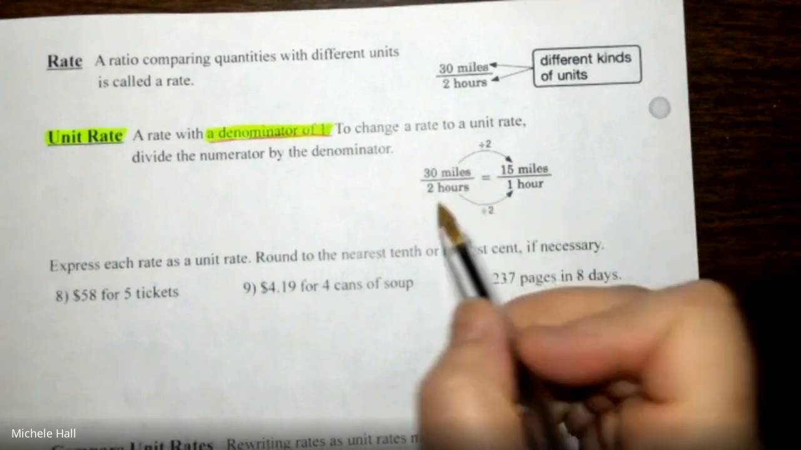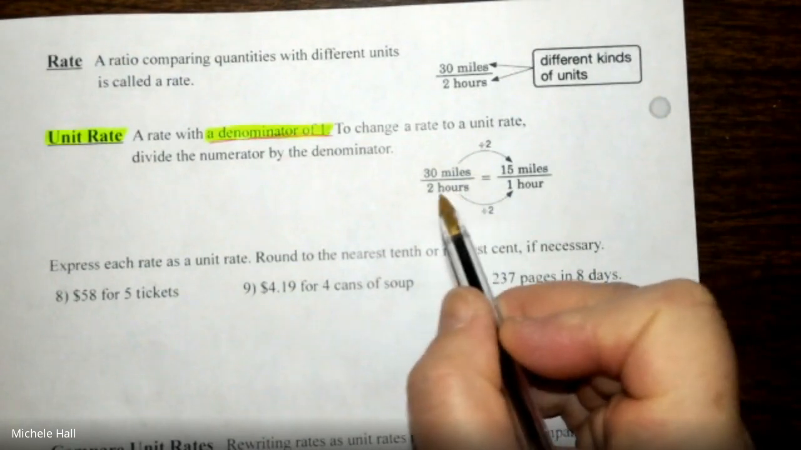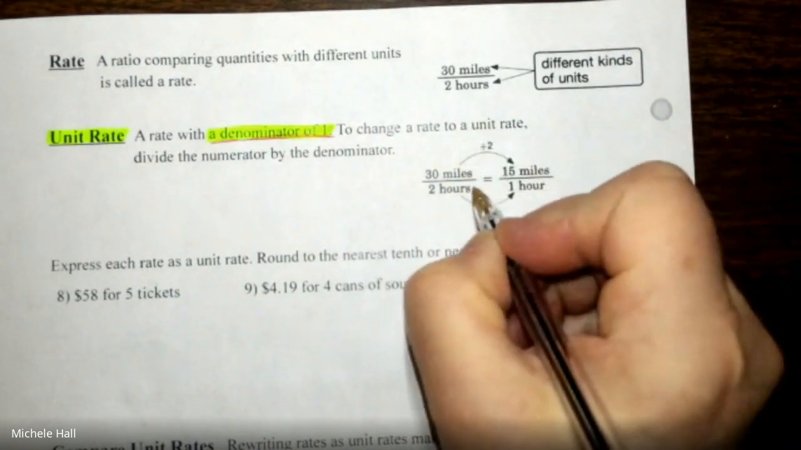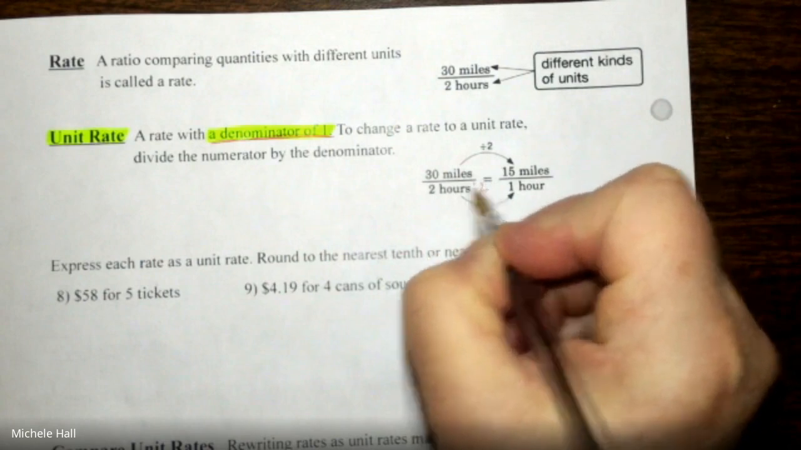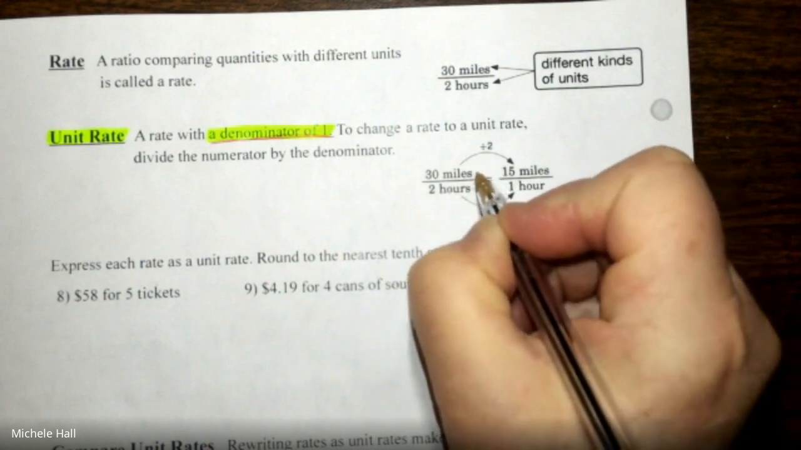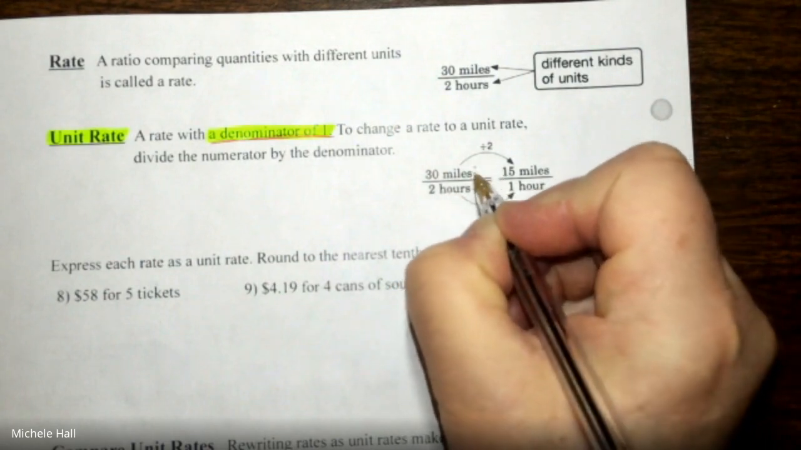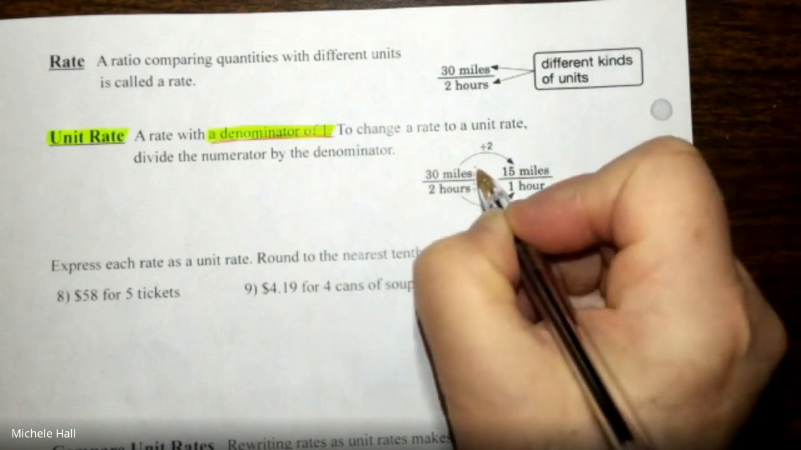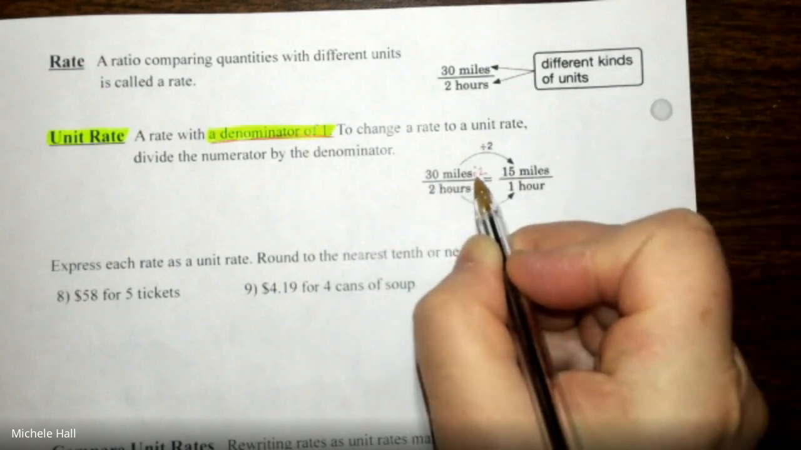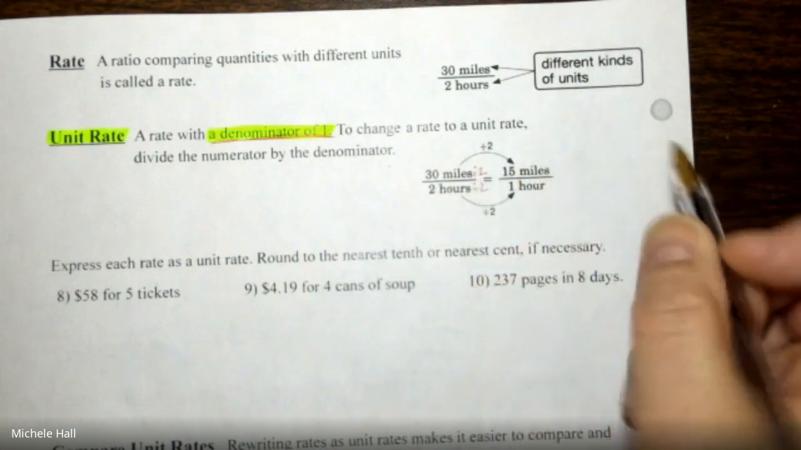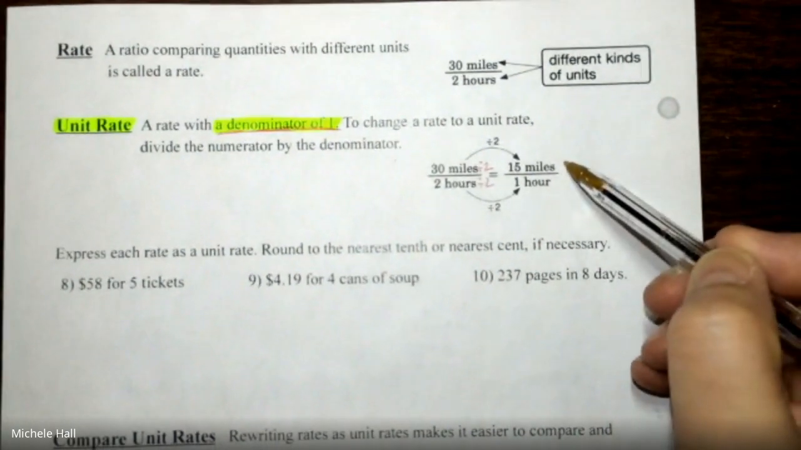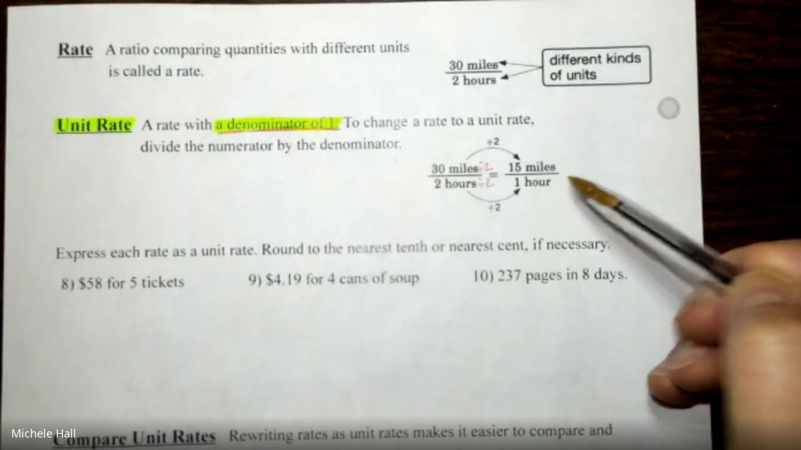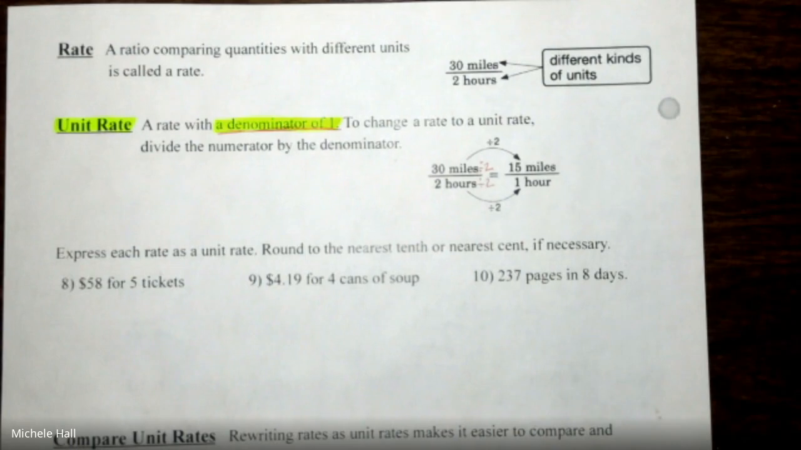Here we want to know per 1 hour. How far can I go in 1 hour? So I'm going to divide this by 2. 2 divided by 2 is 1 hour. And then, of course, whatever we do to the denominator, we got to do the same thing to the numerator. 30 divided by 2 is going to be 15 miles. So I know that I can go 15 miles in 1 hour. We always want to know about per 1.